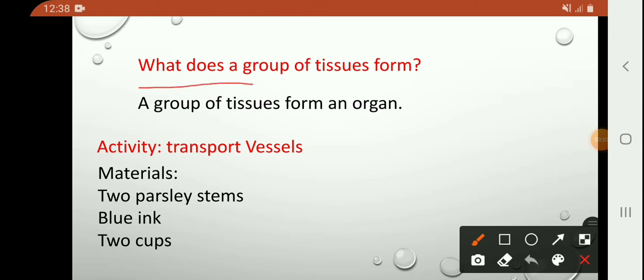What does a group of tissues form? A group of tissues forms an organ. Like in humans, also in plants, a group of tissues forms an organ.